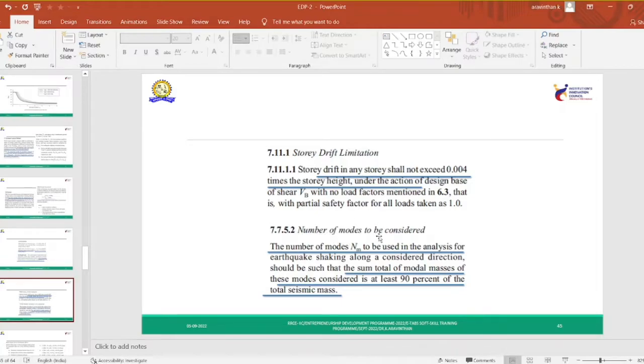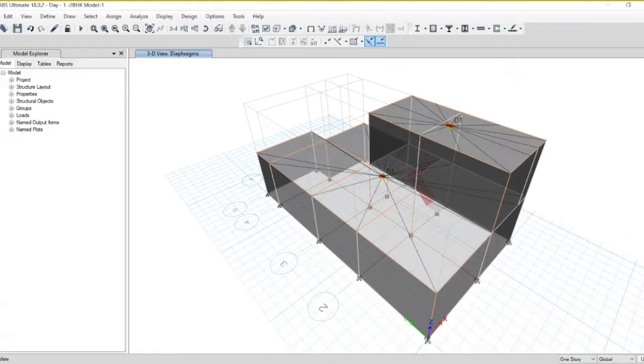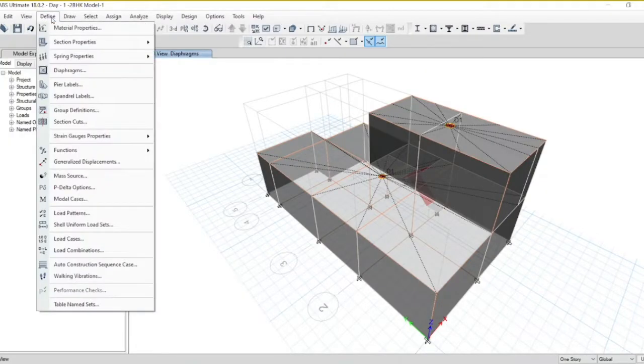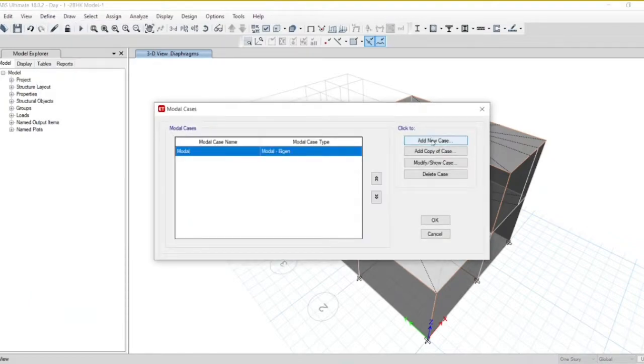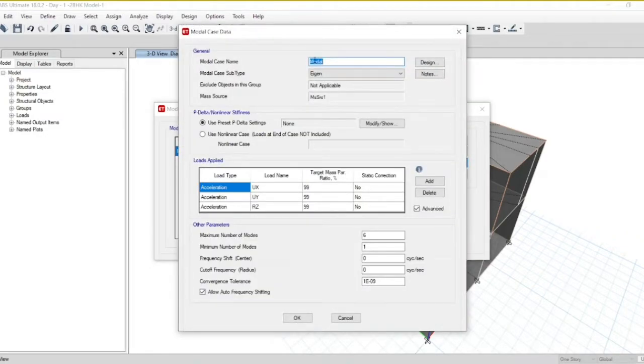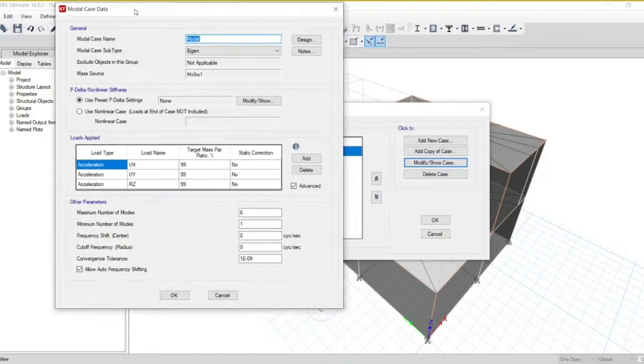Okay, number of modes to be considered. How many modes? You can find the number of modes here. You have to define modal loads, modal cases. If you want to modify the load case or modify the model, you can do modal analysis.